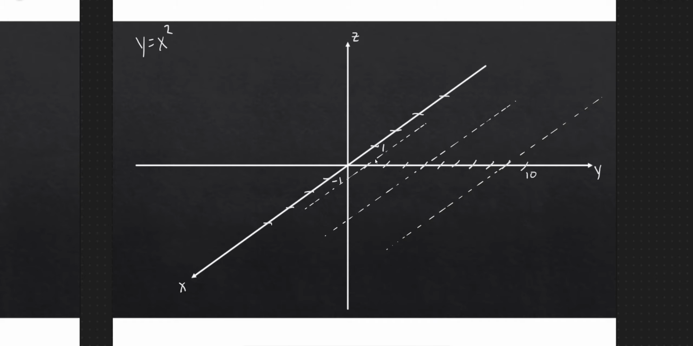And now I can plot some points. So (1, 1), (-1, 1). It's here. Let's see, (2, 4). So that's going to be right here. (-2, 4). That's right here. And then let's see, (3, 9).